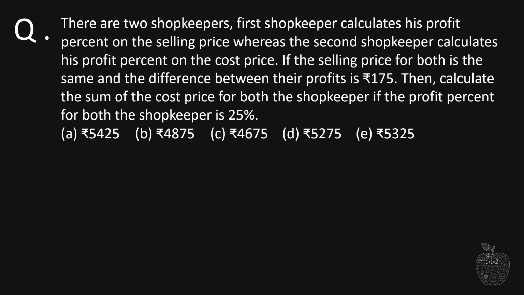Okay, it is saying that there are two shopkeepers. So let's say there is shopkeeper number 1 and shopkeeper number 2, and the question is also telling us that the selling price for both is the same. So let's assume the selling price for one is 100 and the selling price for the second is also 100.